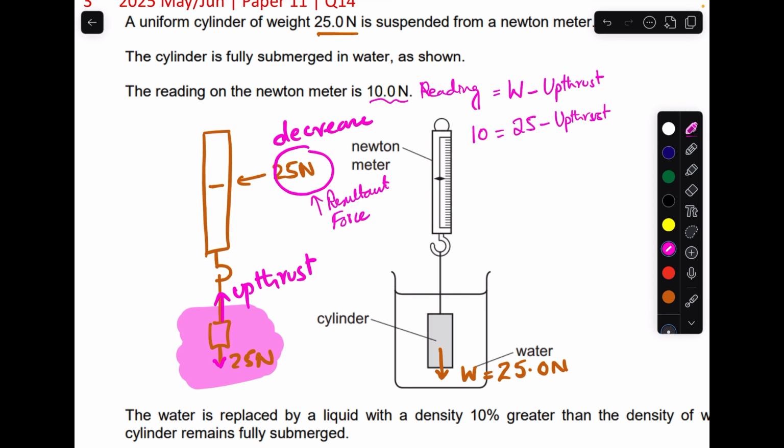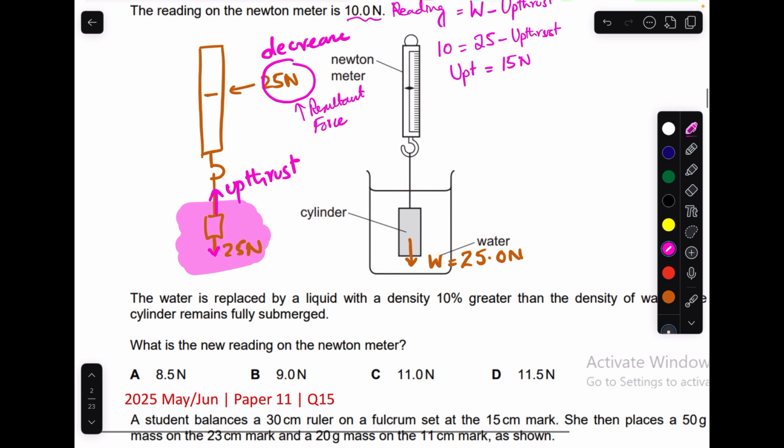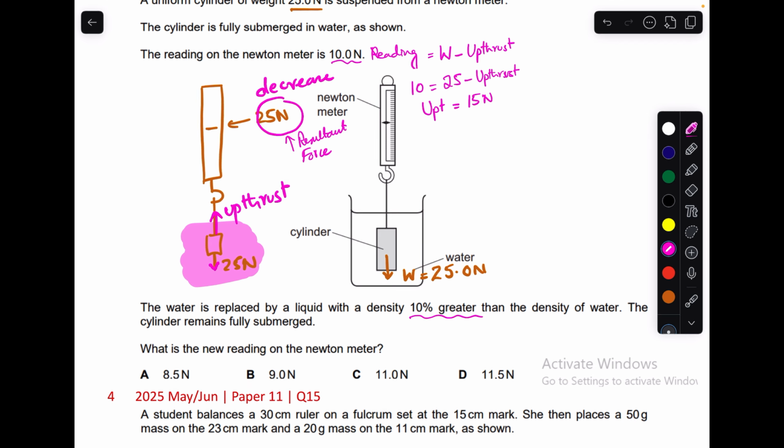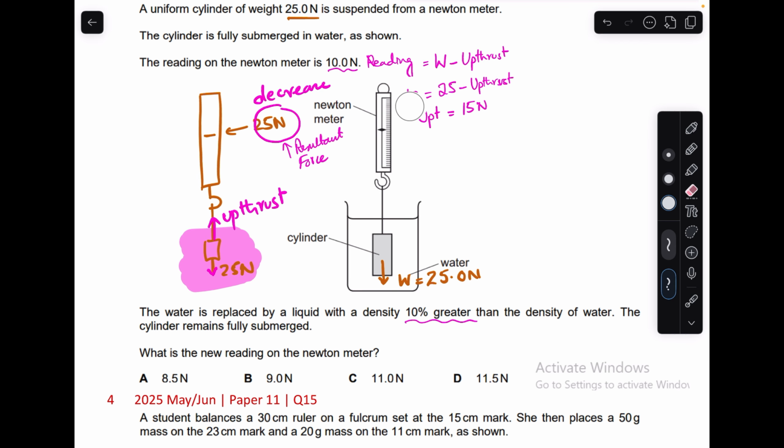Okay, from there you can get that upthrust will be equal to 15 Newton. What they're asking us: the water is replaced by a liquid with a density 10% greater than the density of the water. If you remember the relation for the upthrust, the upthrust force is density times g times V. So I can say that upthrust is directly proportional to the density. So if the density is increased by 10%, the upthrust will also be increased by 10%.